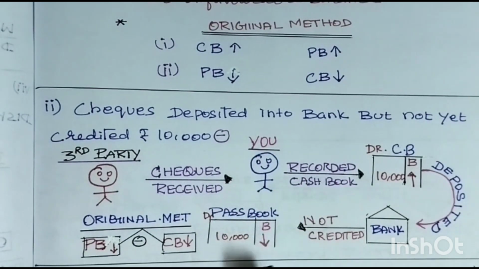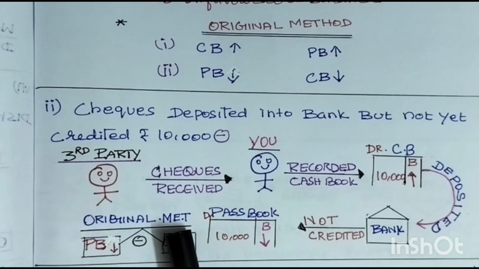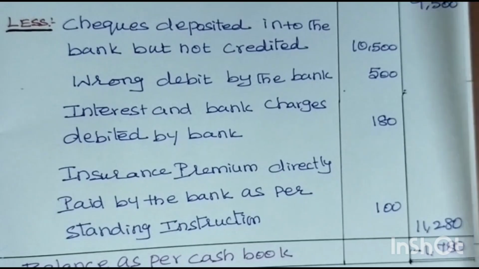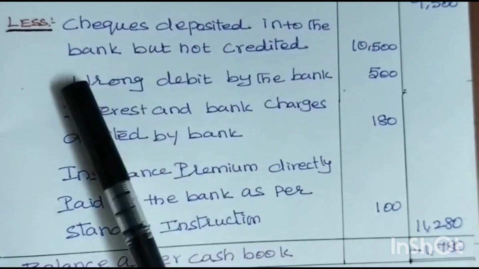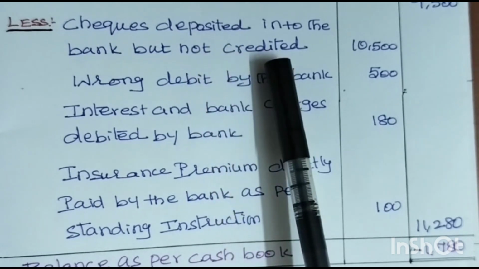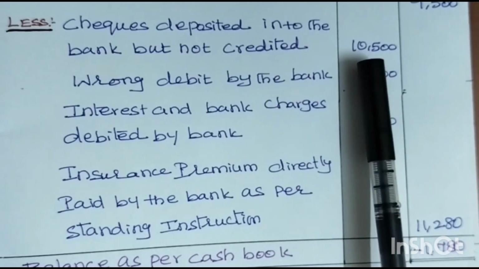So what happened in the passbook? Since the cheque is not yet credited, your passbook decreased. What method are you following here? Original method. What is original method? Whenever passbook decreased, cash book also decreased, right? So you have to subtract it. So this transaction will be subtracted. In the subtracted column, you have to write cheques deposited into the bank but not yet credited 10,000 rupees is entered.